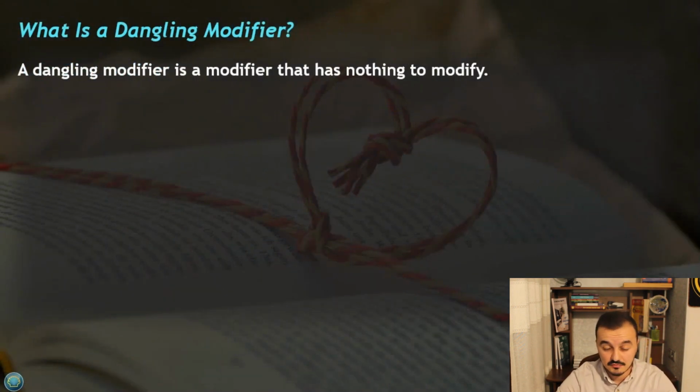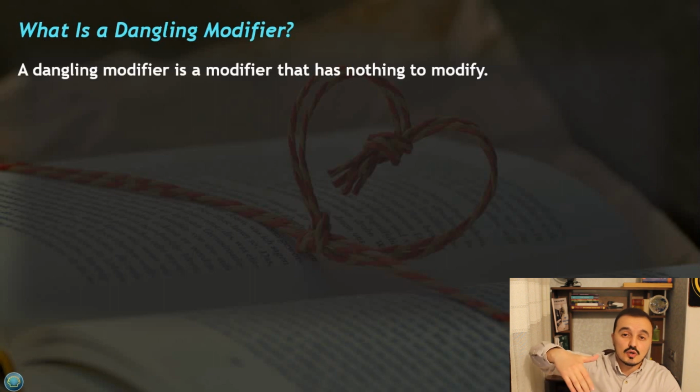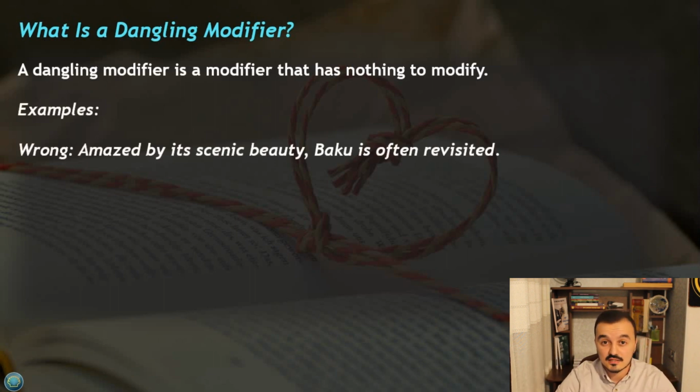What's a dangling modifier? A dangling modifier is a modifier that has nothing to modify. Dangle itself means to hang loosely. Let's have a look at the examples. Amazed by its scenic beauty, Baku is often revisited.